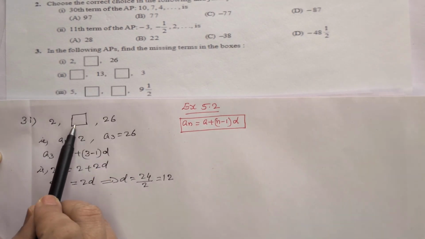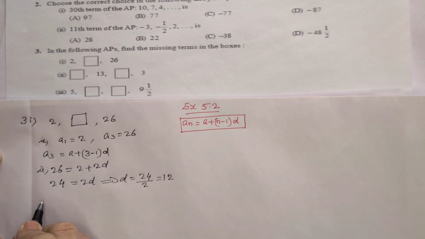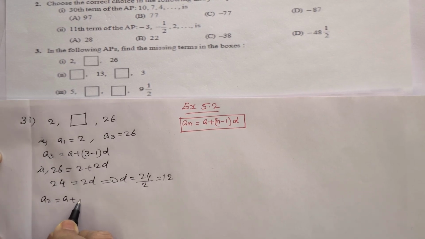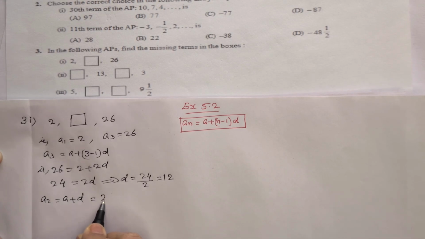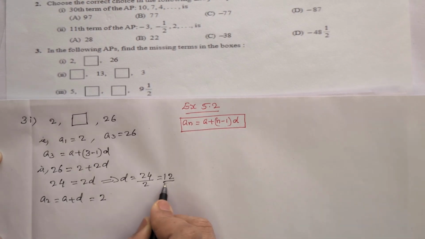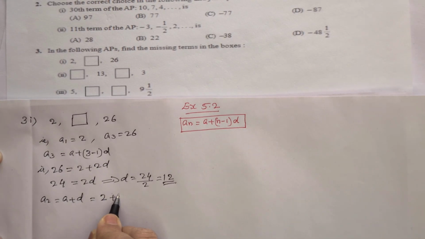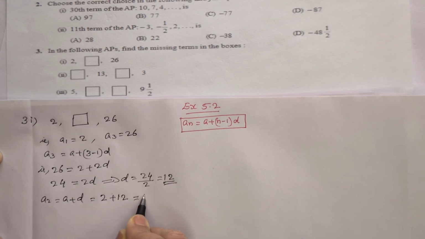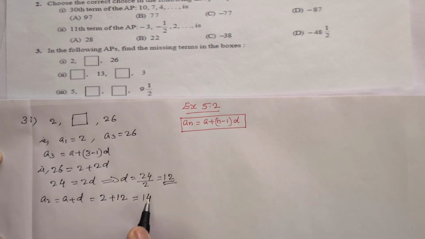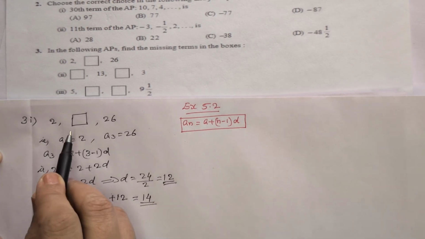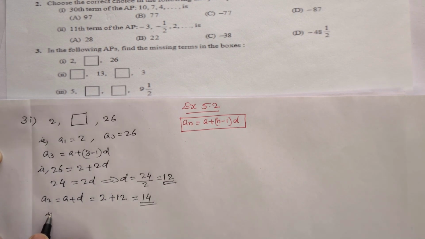Then we have to find the second term. Second term means A2. A2 is the first term plus d. That means a, the first term, is 2, then d is 12. So 2 plus 12 is equal to 14. So the second term is 14. Missing term is 14.